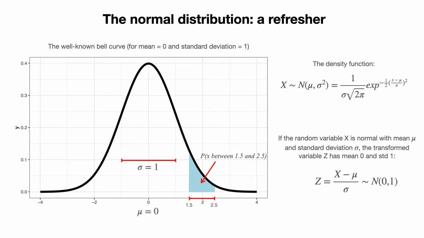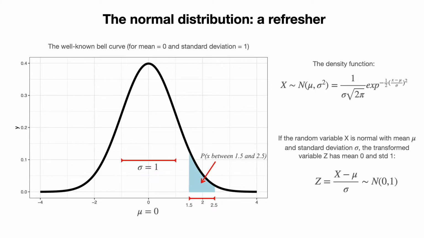If x is our variable with this general mean and standard deviation, we simply subtract the mean and divide by the standard deviation, and there we go. We have a normal distribution centered at 0 and with a standard deviation of 1. So, I'm sure you've seen this already.